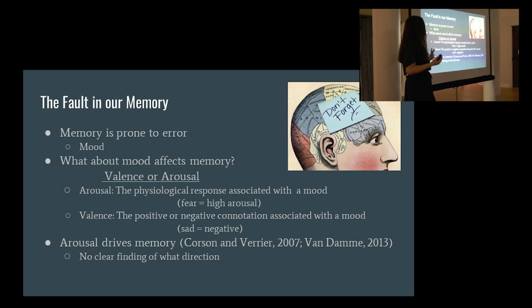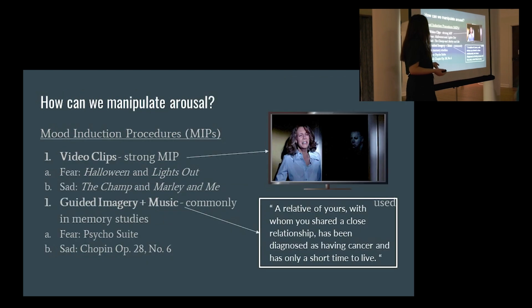And so now that we have those two pieces, previous literature determined that it was arousal that's really driving that memory error. But there wasn't a clear indication as to the direction. Is it high arousal that's creating false memories and inaccuracies, or is it low arousal? So looking more into how we can induce certain arousal states, there are a ton of different mood induction procedures. They're called MIPs.